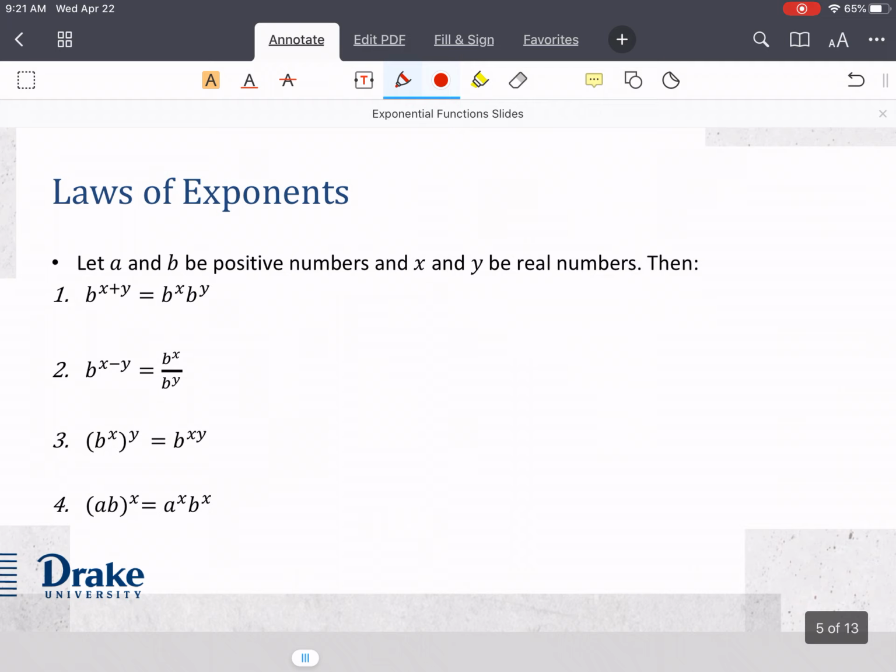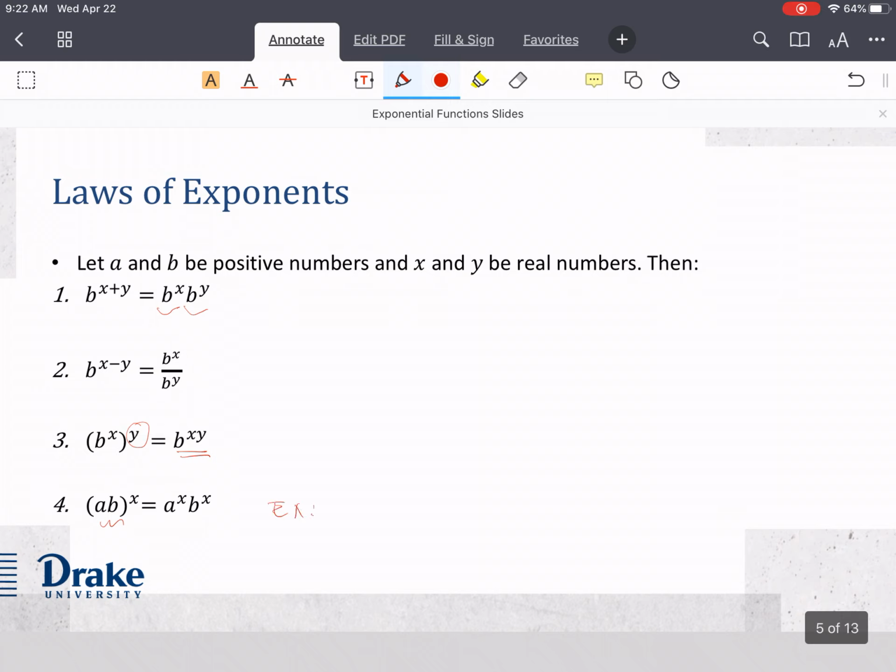Now we take a look at some of the laws of exponents. You may remember from your previous algebra classes, but when you have a base raised to x plus y, you can always separate it as b to the x times b to the y. If you have b to the x minus y, you divide them, so b to the x over b to the y. If you have b to the x raised to another power, you always multiply the exponents. If you have two bases multiplied, a times b raised to x, then you can separate it as a to the x times b to the x.